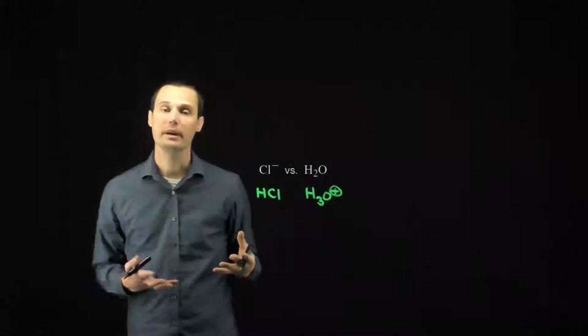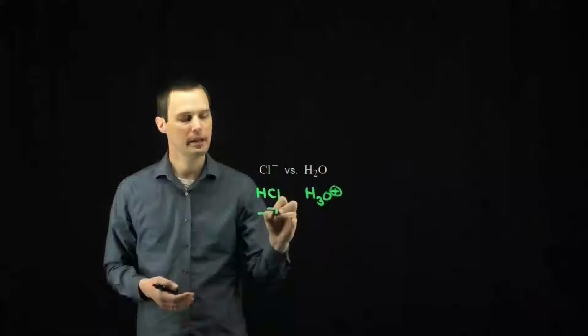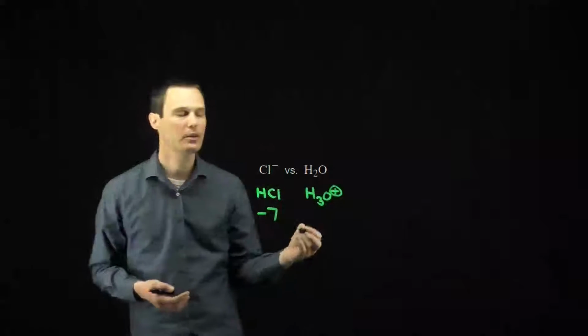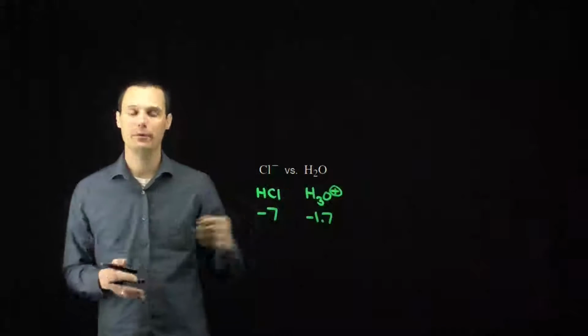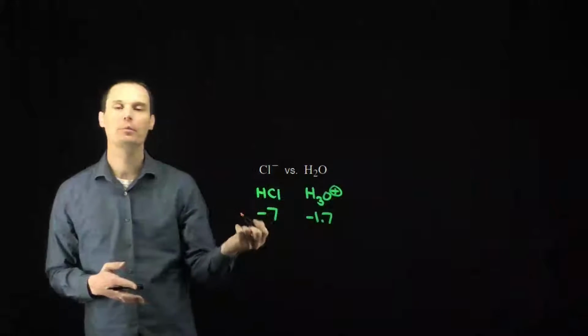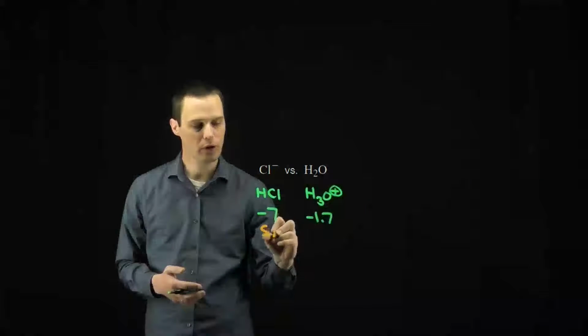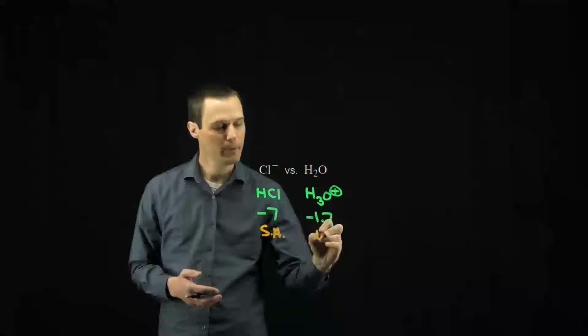From here, I need to know their pKa values. The pKa value of HCl is -7. The pKa value of the hydronium ion is -1.7. From here, I can tell a few things about the acids. With a lower pKa value, HCl is the stronger acid of these two, and the hydronium ion is the weaker acid of these two.